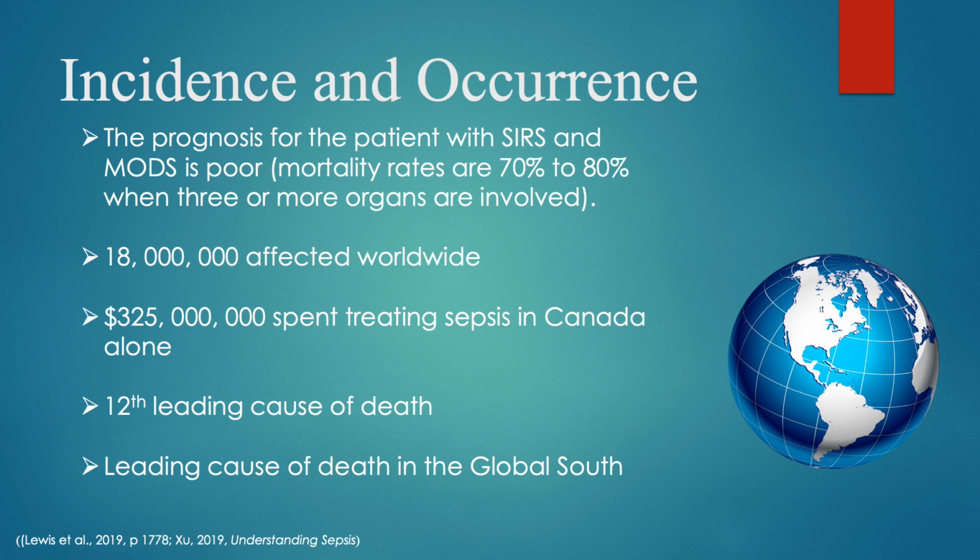As a predictor of sepsis, SIRS criteria can help prevent death and decrease hospital spending, as the Canadian Sepsis Foundation estimates sepsis affects 18 million people worldwide and is responsible for $325 million in annual spending in Canada alone. The CDC reports 1 in 3 people who dies in hospital has sepsis.